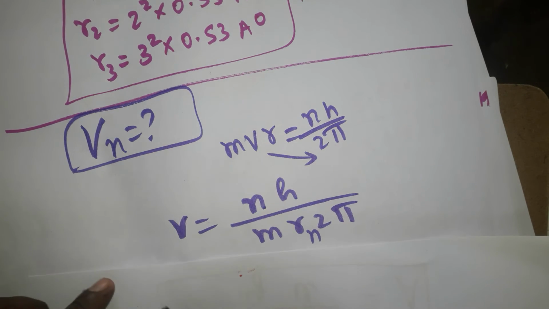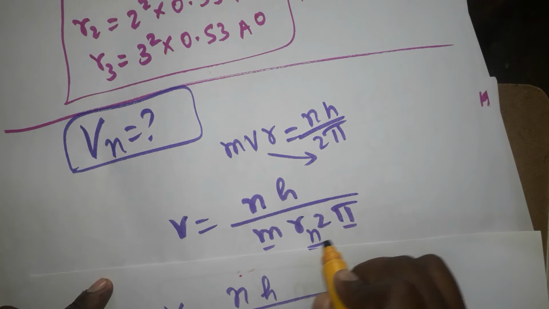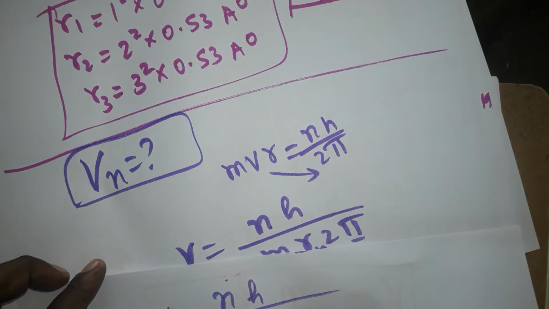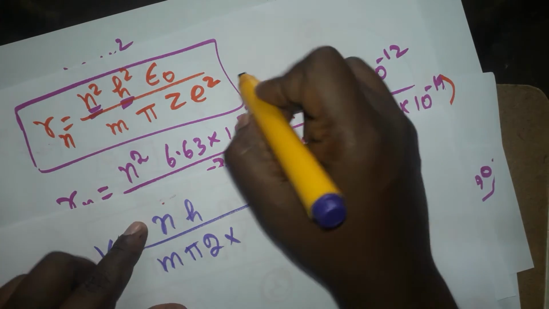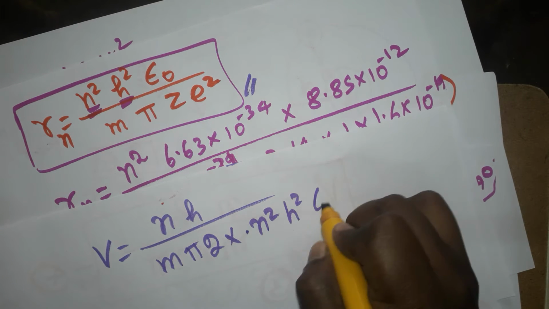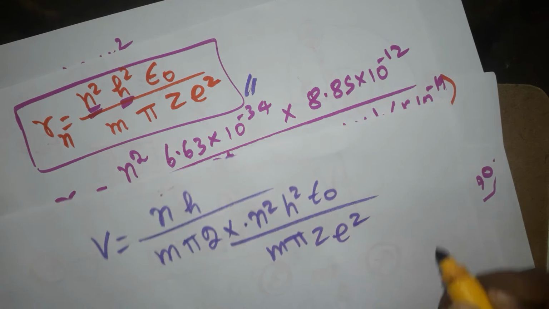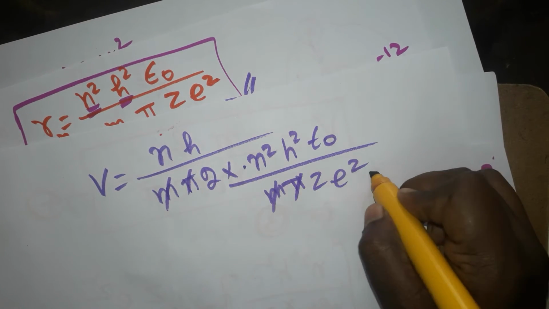See here, V is equal to nh divided by m pi, times R, and it is 2 pi. The R value, the radius of the nth orbit, we already found. I am going to substitute it in this place: n square, h square, epsilon naught divided by m pi z e square. Just a substitution only. m gets cancelled, pi gets cancelled.